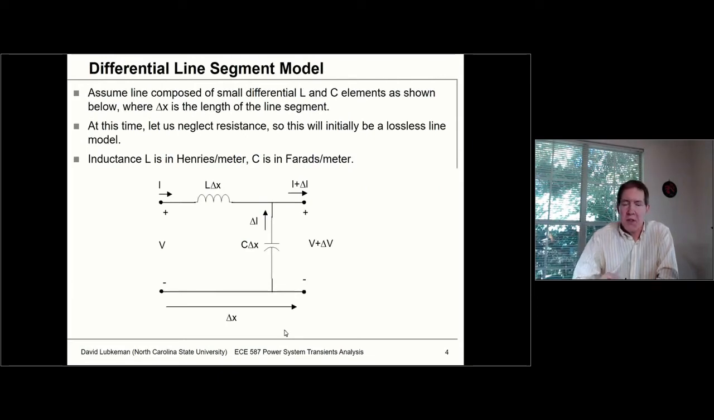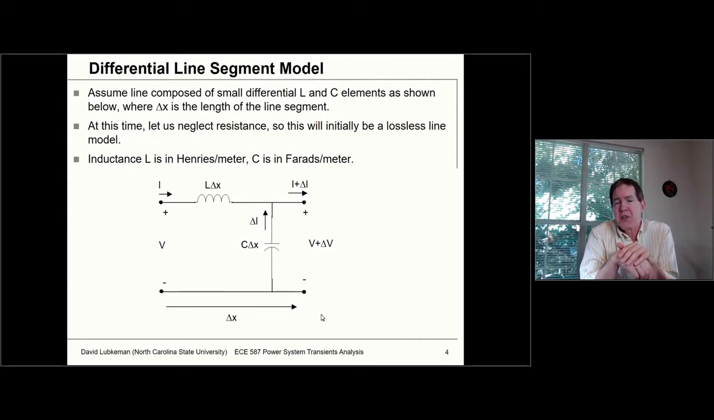So the way this is going to work is we'll be doing our modeling in terms of this differential line segment. In other words, if I just took a small section of line with a length of delta x, where delta x is very small, it would have a series inductance and also have a shunt capacitance. Note that in this case we're going to be ignoring the resistance. So what we're going to be looking at is what's sometimes referred to as a lossless case. We'll add resistance in later on.